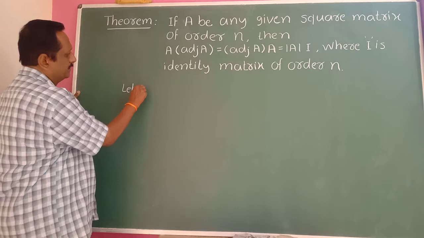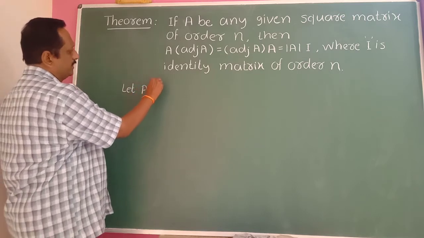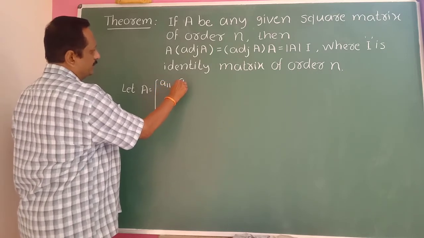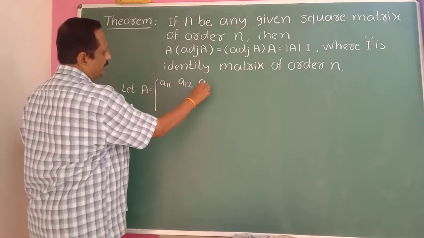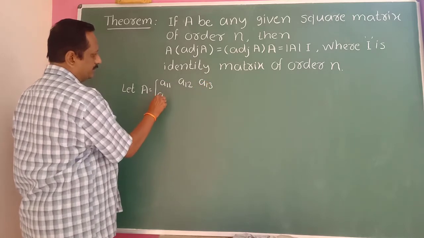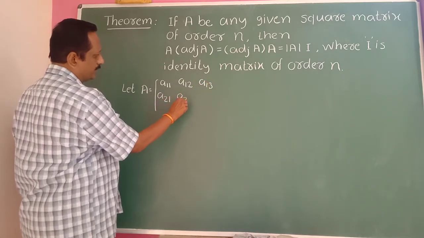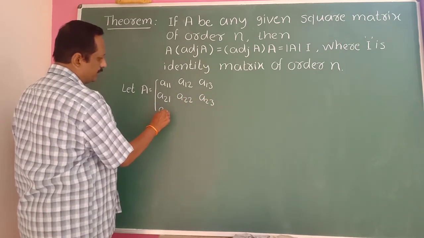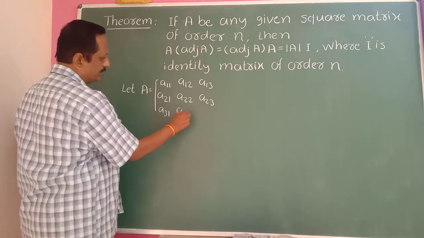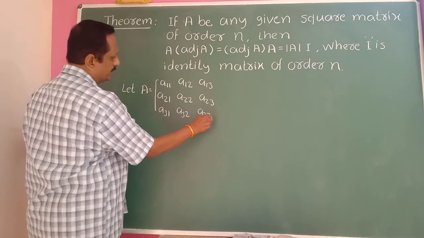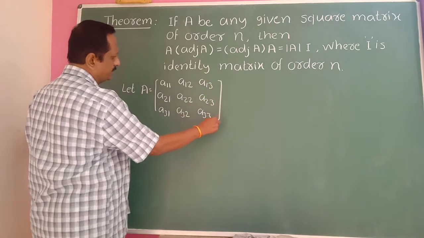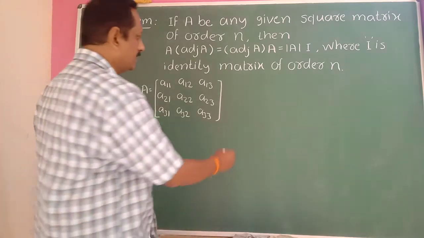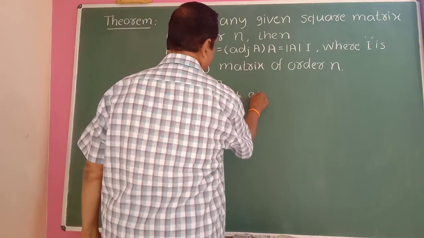Let us consider a matrix A of order 3 here. So A11, A12, A13, then A21, A22, A23, and A31, A32, A33. This is a matrix of order 3 by 3. Okay. Then we need its adjoint, the adjoint of the matrix.